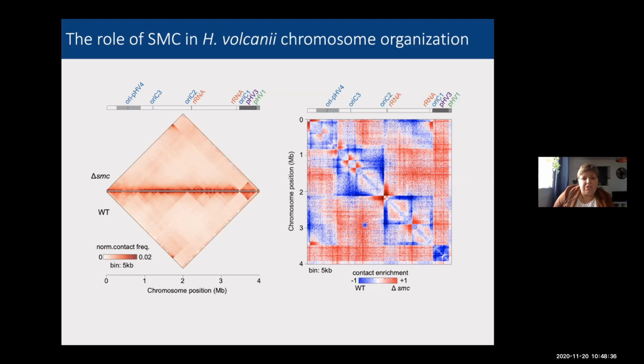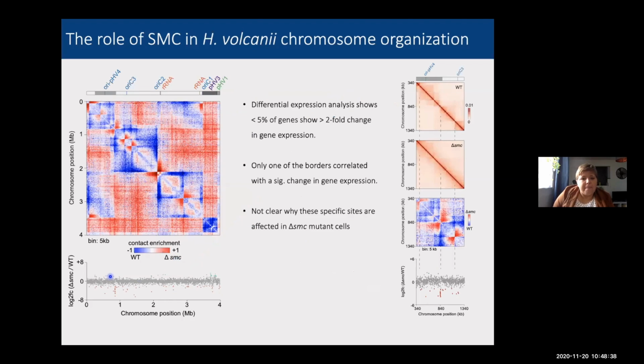And so we were really interested in this, and because of the link between SMC, the loops and the transcription, we decided to check the transcriptome of these cells. And again, to our surprise, we saw that when we compared differential expression analysis of SMC mutants over wild type, less than 5% of genes show a greater than twofold change. Like they don't seem to care.